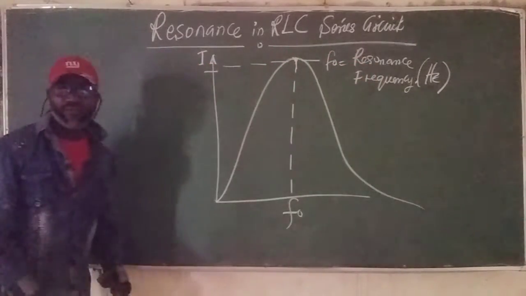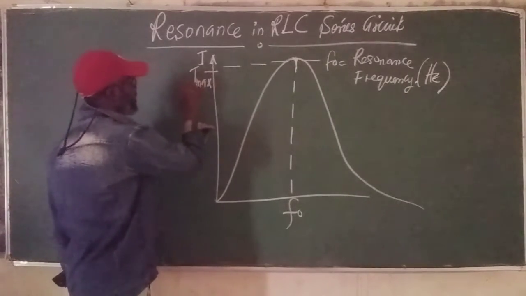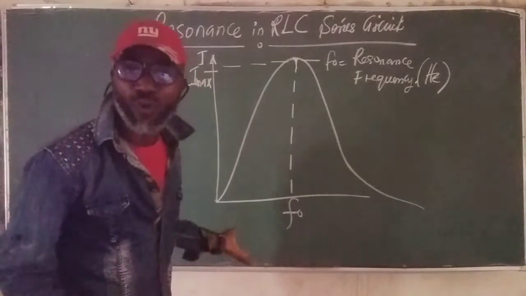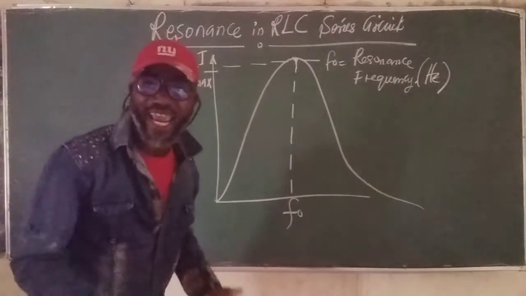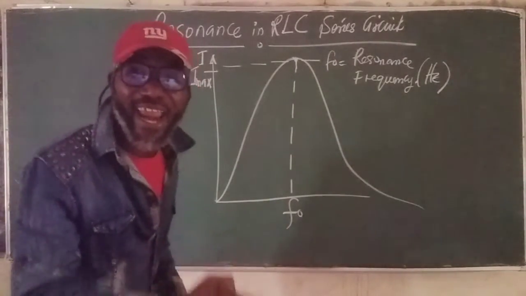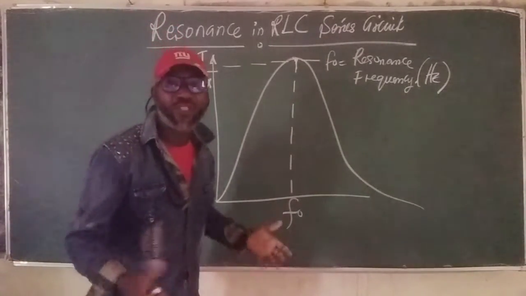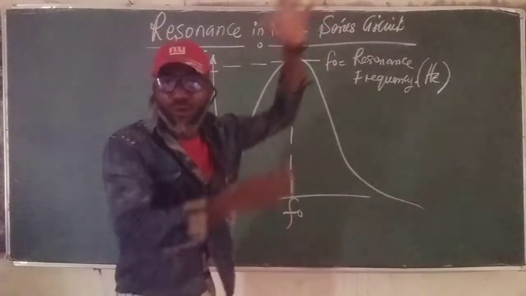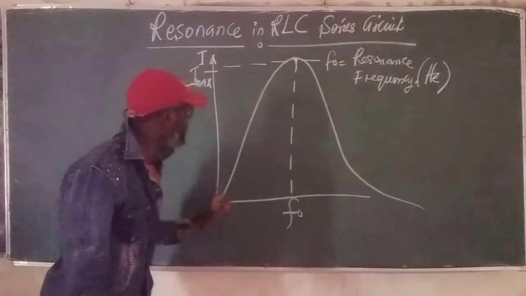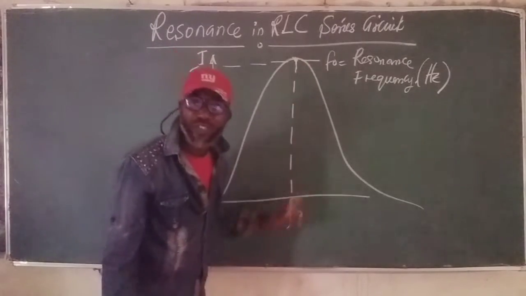Let's see what happens here. Remember, this is the maximum current, I max. Our concern is to find out what happens. And when do we say that resonance has occurred in an AC circuit? Resonance occurs in an AC circuit when there is a surge of maximum current. At that point, resonance occurs, and that's what we're trying to see. This is the maximum current, the peak. At this point, there is a resonance.